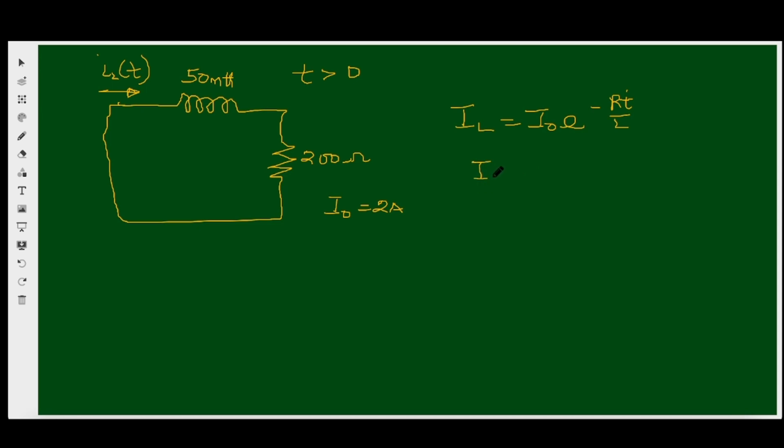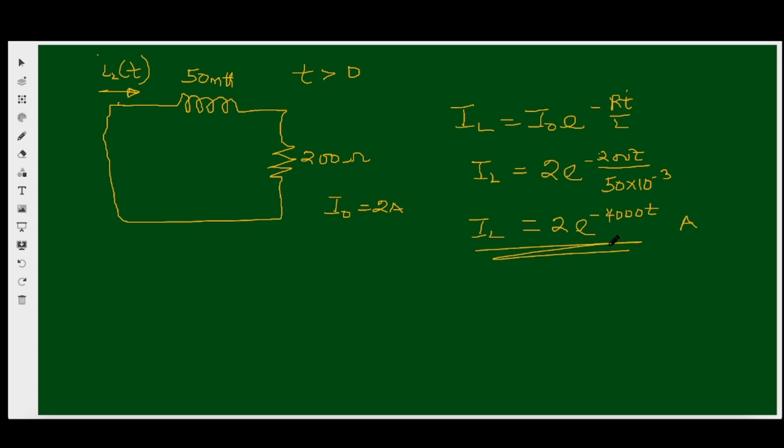Therefore the current as t greater than 0 will be 2 e raised to power minus, what is R? 200 t over what is L? 50 microhenry, that's 10 raised to power minus 3. And if you divide that, you find IL of t to be 2 e raised to power minus 4000 t amperes, and that is the answer. You can see how simple it is.